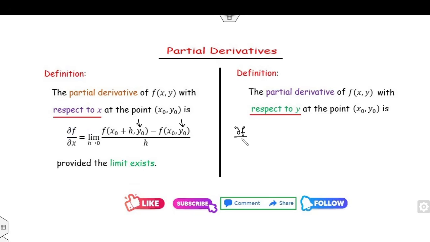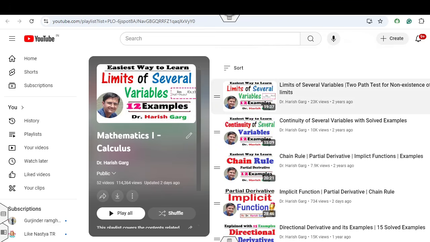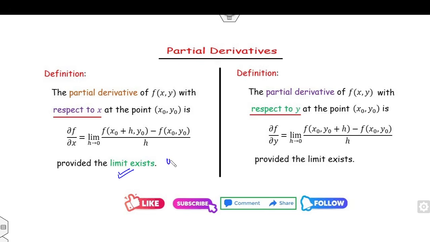Similarly, the partial derivative with respect to y is again the limit as h approaches 0. Since we are talking about the partial derivative with respect to y, that means x is my constant, so I fix the value of x at the point x naught, and y naught is my difference of h. Now make sure that this partial derivative exists only when the limit exists, and as I mentioned in my previous lecture on limits, the limit exists if it gives you a unique answer.